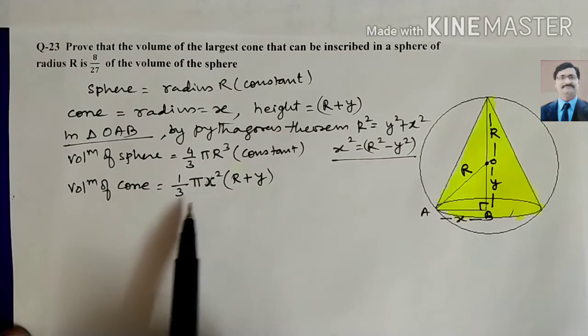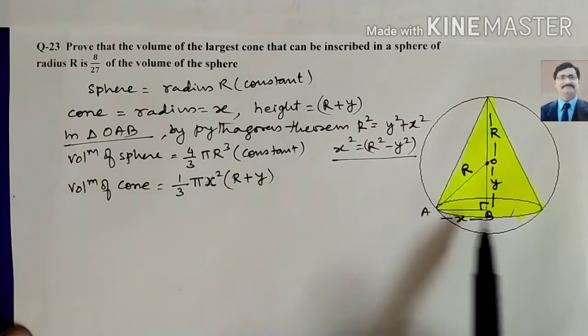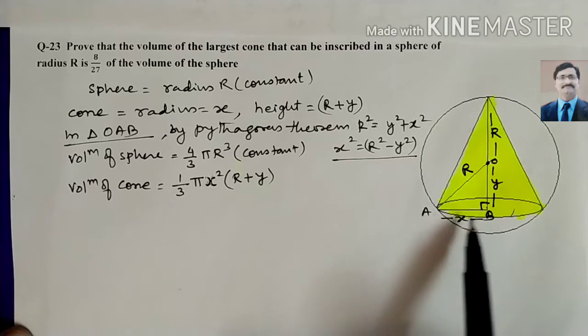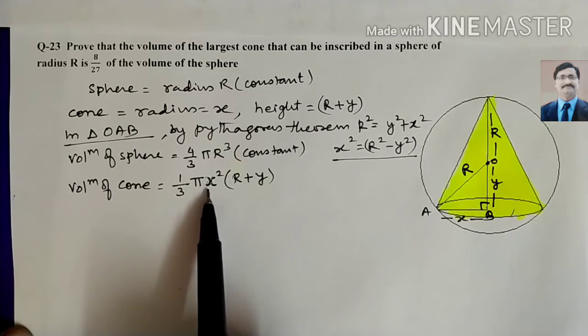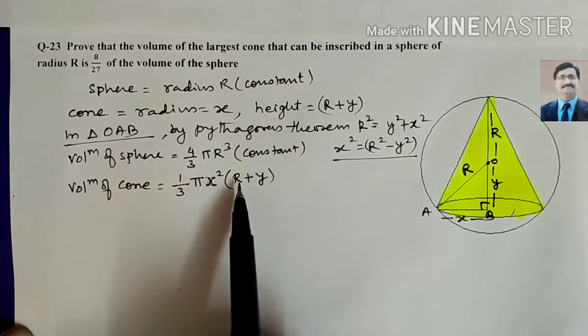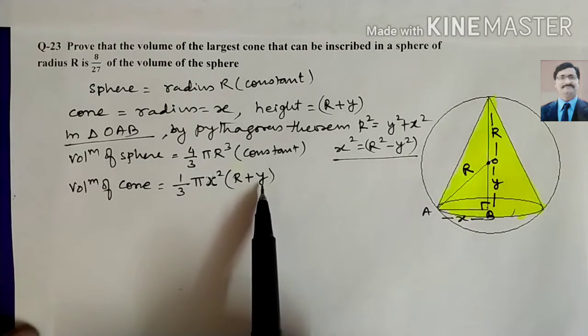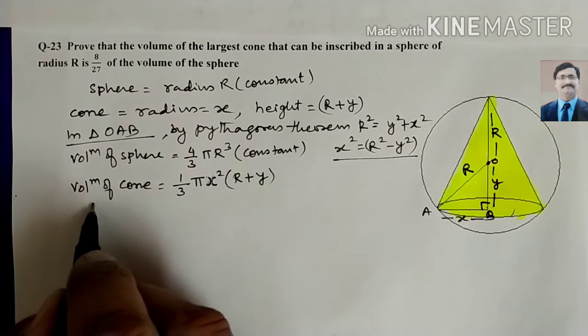Volume of cone is 1/3 πr²h. Here, the radius of the cone is x, so we can write x in place of the radius, and the height is capital R plus y. So we can write the height as R plus y. This is the volume of the cone, and we will write it as capital V.